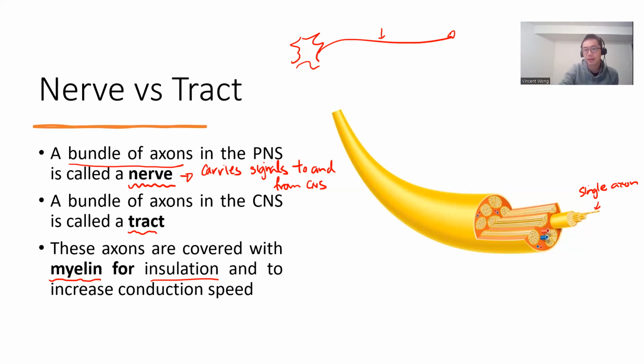I have a question. Yeah. So we're talking about the peripheral nervous system in the first bullet point. So I'm a bit confused why it carries the signal to and from the central nervous system. Or is that like 3 slides? Yeah, third slide. Just hang on there. It will make sense. I promise you.